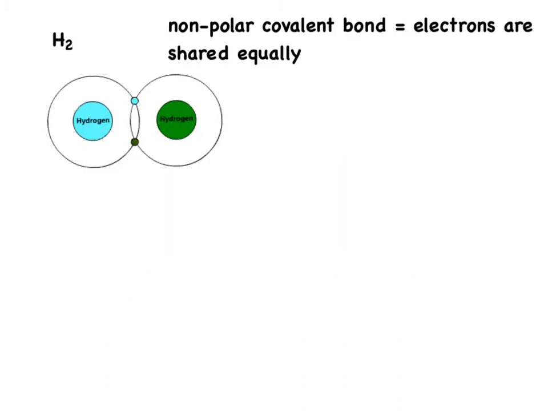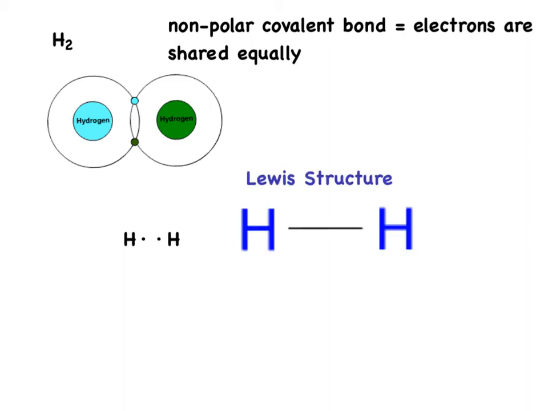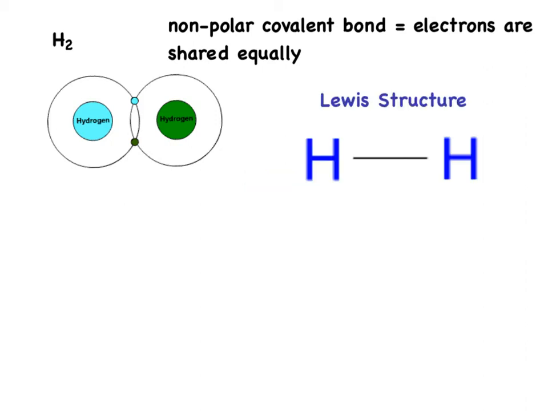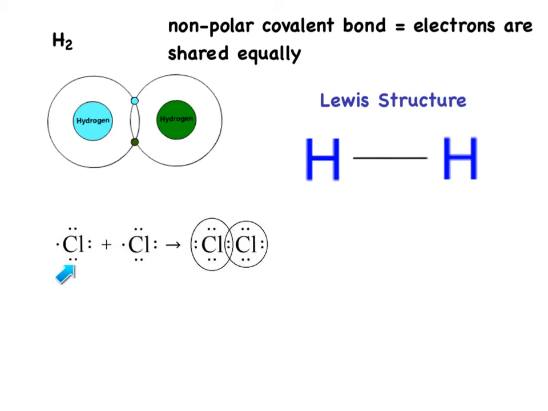We would write the Lewis symbol for hydrogen like so. And if we add a second hydrogen, now we're creating a Lewis structure. And the Lewis structure is going to show those bonding electrons as a line. So one line then represents a pair of electrons shared in a covalent bond. A Lewis structure would also show unshared pairs of electrons, as in this chlorine atom. 1 chlorine atom with 7 valence electrons, and a second chlorine atom with 7 valence electrons.